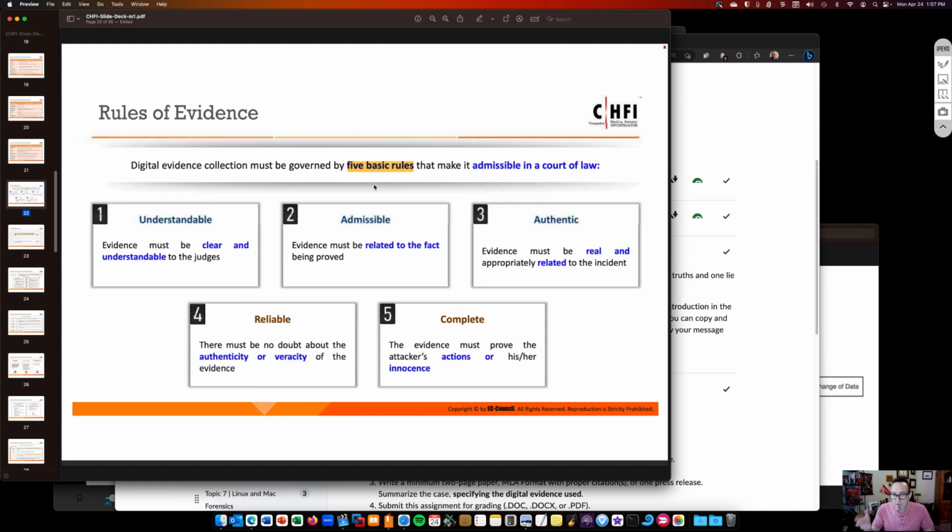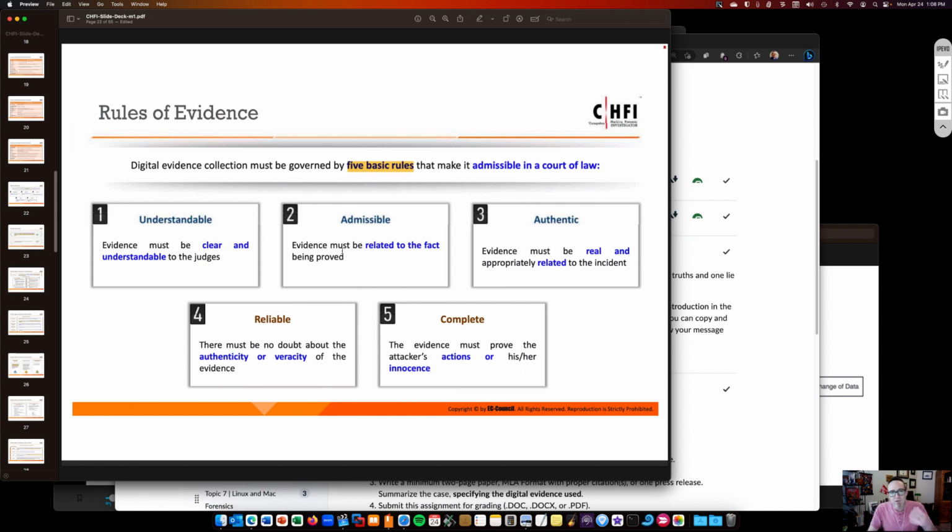Probably the most important is admissible. Of course, you have the rules of hearsay. And of course, what you want is things that are admissible in court. Anytime you taint the evidence, you make it inadmissible. It's easy for the defense to strike it down, even if it's still authentic and it's reliable.